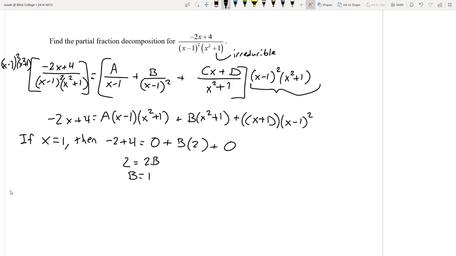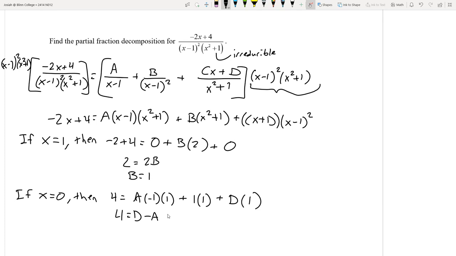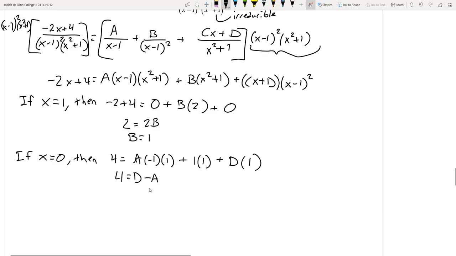Looking at our next possibilities here, again, x squared plus 1, we can't plug anything in to get rid of it. But looking over here, we do have c times x. So if we plug in x equals 0, we can at least eliminate c. So we have 4 equals a times negative 1 times 1 plus, we know already what b is, so 1 times 0 plus 1, plus d times 1. Right, that's negative 1 squared. And so we'll have 4 equals d minus a. There are still 2 unknowns here, so we can't really deal with that at the moment.